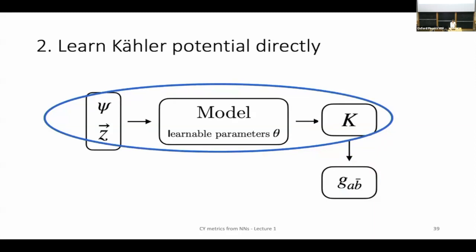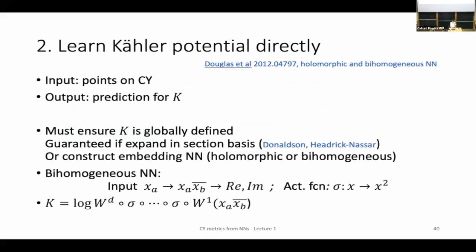And there are others. One, you can learn the Kähler potential directly. An example of that is what is reported in this paper by Douglas, Yidi and collaborators from the same year. So if you want to learn the Kähler potential directly, then what you want to do is to input into your neural network the points of the Calabi-Yau, possibly the complex structure modulus as well, if you do want to do this in a moduli-dependent way. And then as the output, you want to have your prediction for K.